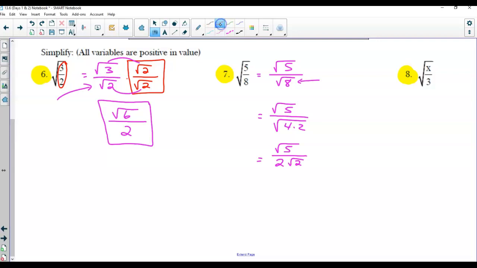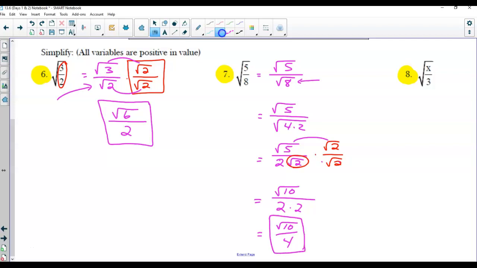Problem is, I'm not allowed to have a square root down there. How would I get that square root of 2 out? I multiply it times itself. And then when I come to the top, I have the square root of 2 times the square root of 5. That gives me the square root of 10. And on the bottom, outie times outie, innie times innie, is going to give me the square root of 10 over 4.